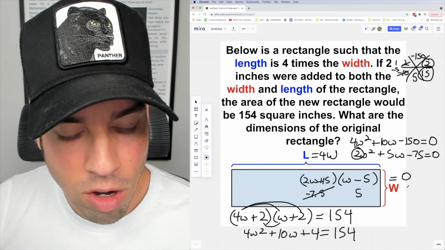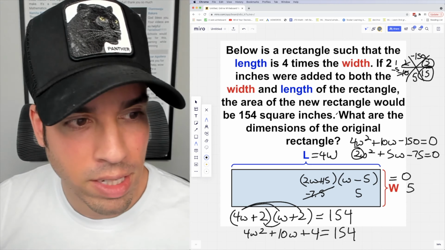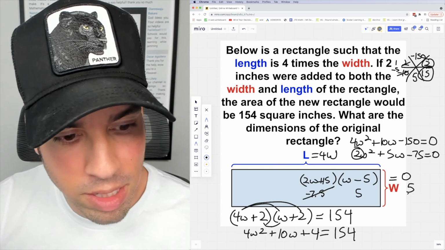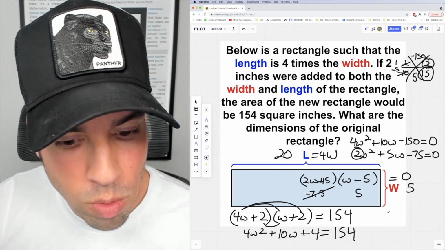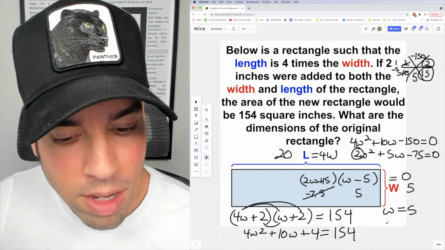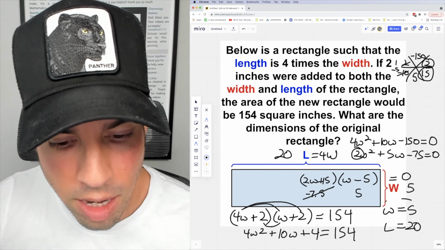This means that our original width was 5, and since the original length was 4 times that, the original length was 20. So we have w equals 5, length equals 20, and done.